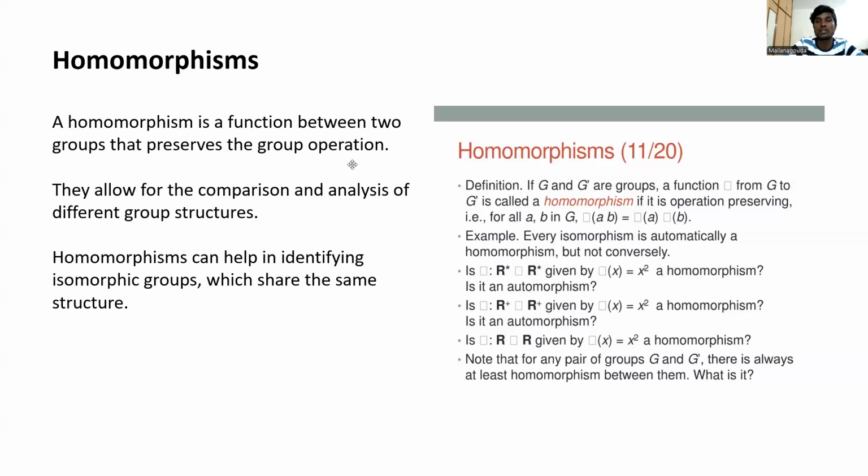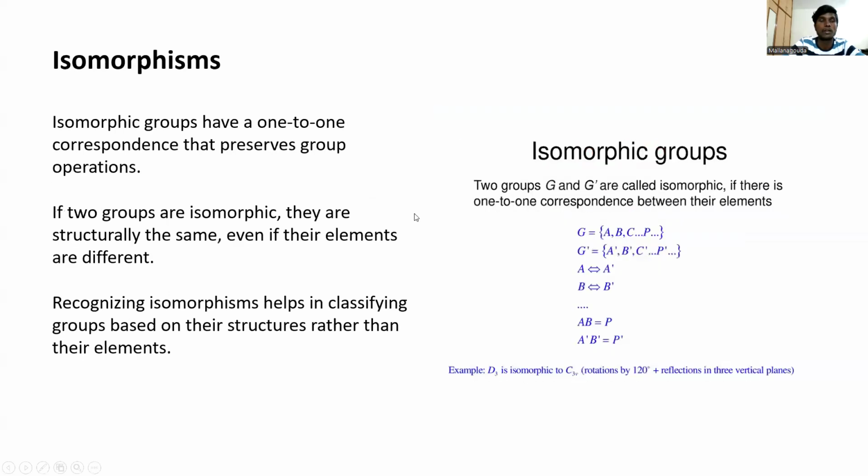The map from R star into R star given by f(x) equal to x squared is a homomorphism, but it is not an automorphism. The map from R plus into R plus given by f(x) equal to x squared is an automorphism. The map from R into R given by f(x) equal to x squared is a homomorphism. Note that for any pair of groups G and G', there is always the trivial homomorphism between them. We can discuss what it is.